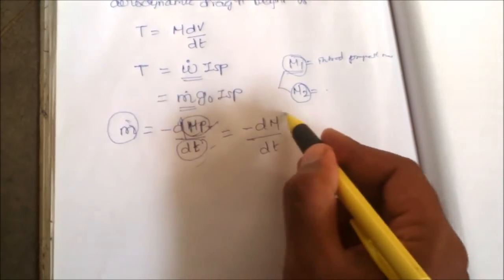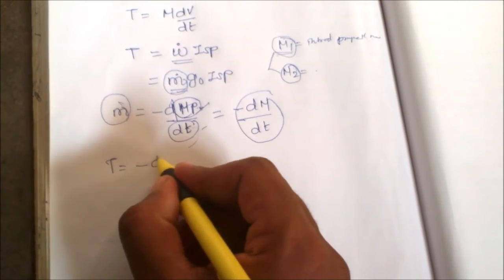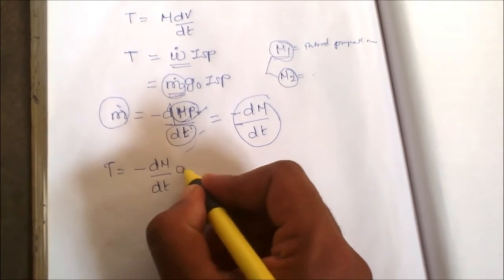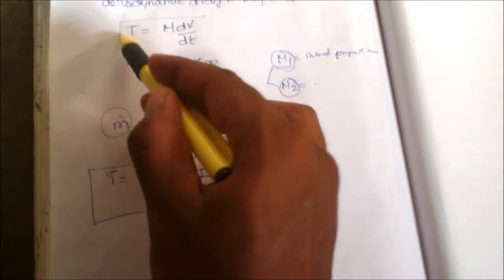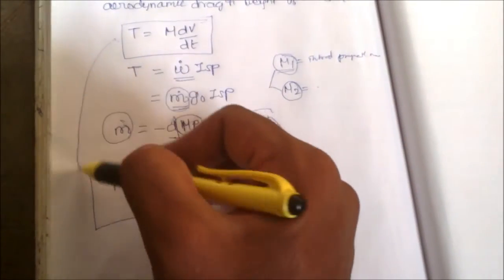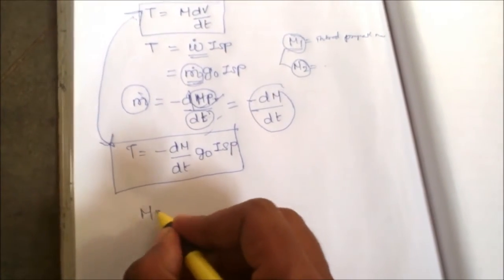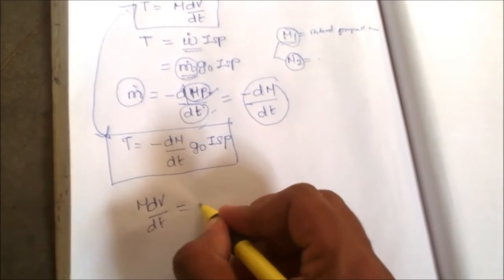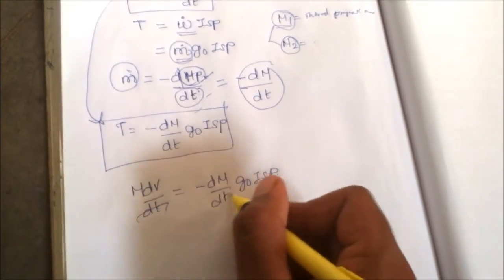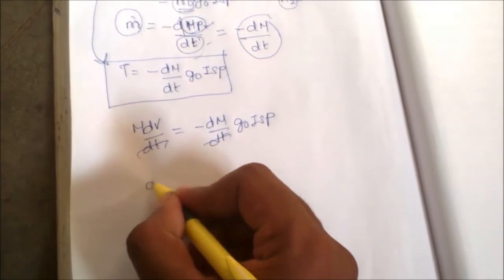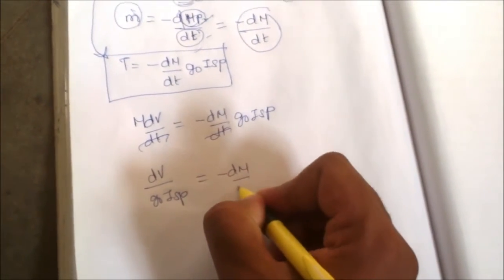Substitute m dot is equal to minus dm by dt in here. Thrust is equal to minus dm by dt g naught ISP. Now in this equation, thrust is the same, so we can write m dv by dt equal to minus dm by dt g naught ISP. Cancel dt, take dv by g naught ISP on one side and minus dm by m on the other side.